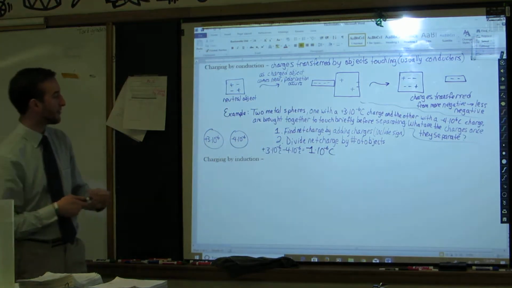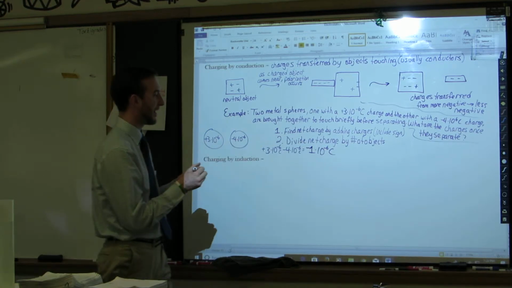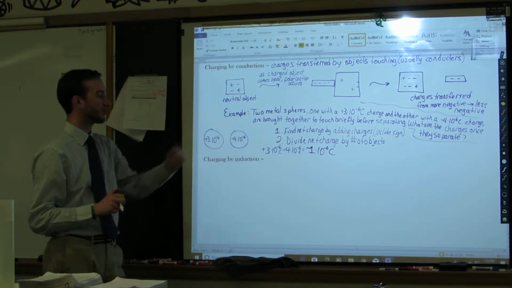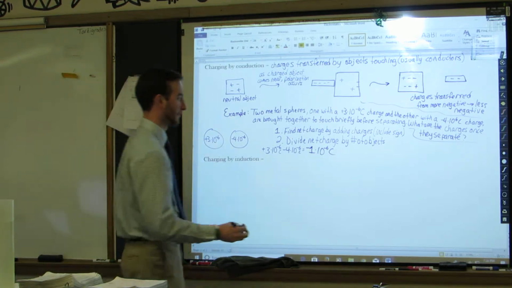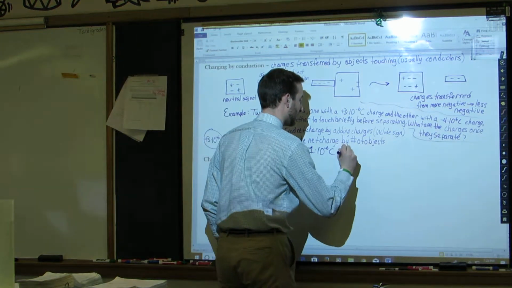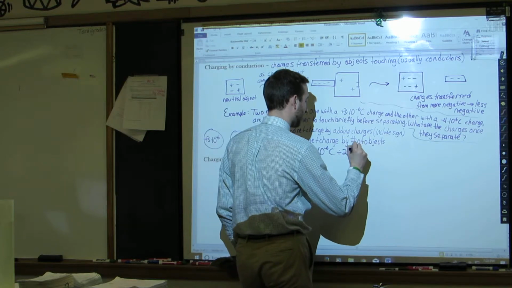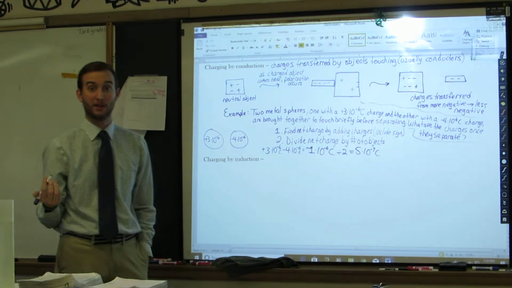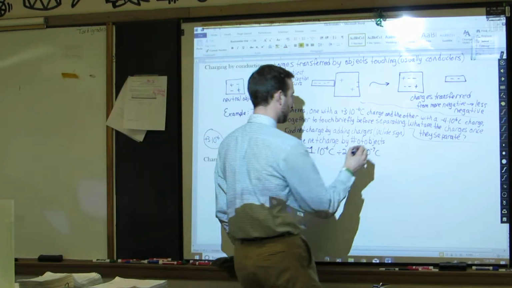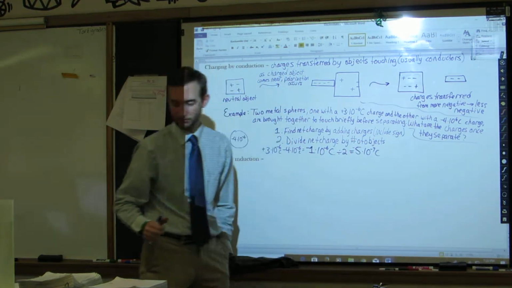And then our second step is to divide the net charge by the number of objects. I'm splitting charge between two objects. You might, in some cases, have to split between 3 or 4. I divide this by 2, and this becomes 5 times 10 to the negative 7 coulombs. If you don't believe me, get a calculator and do it for yourself. Oh, and that is a negative 5, excuse me.